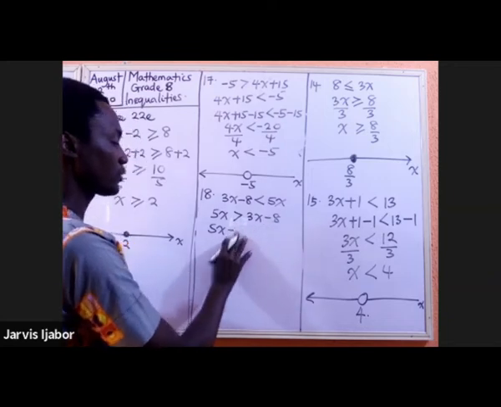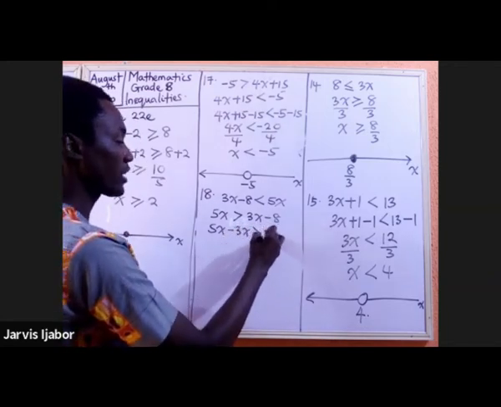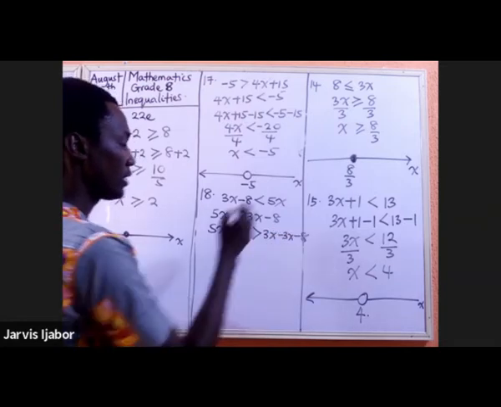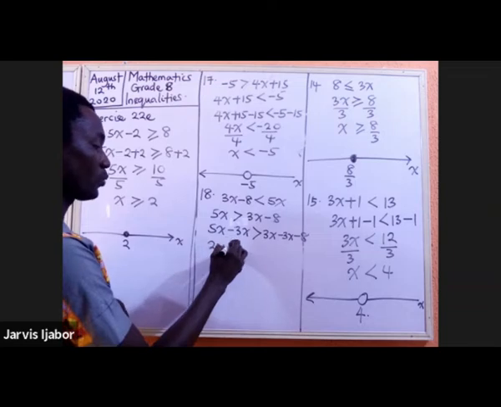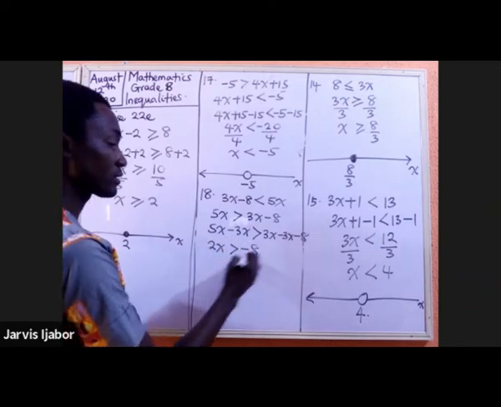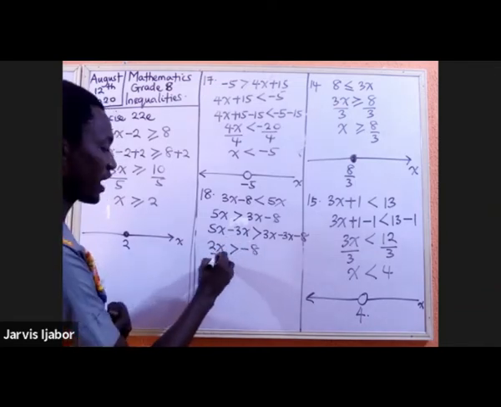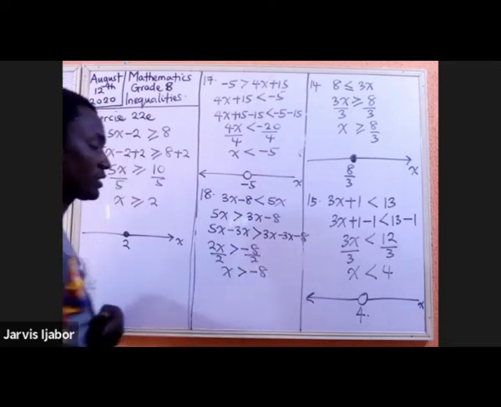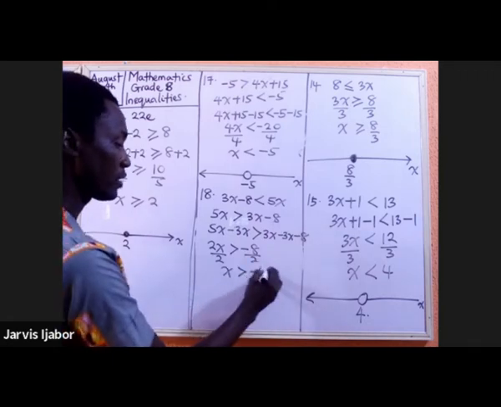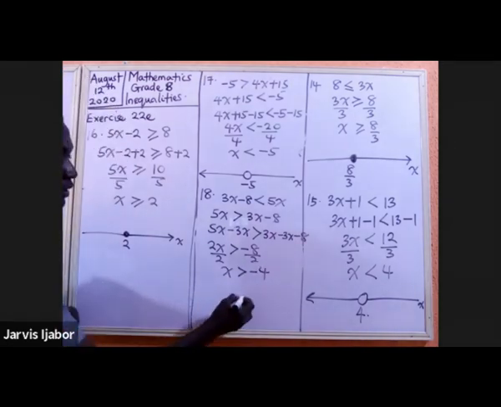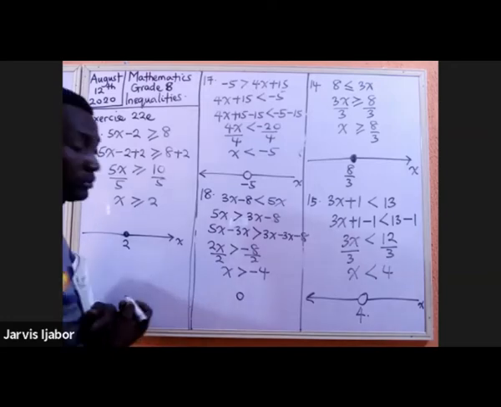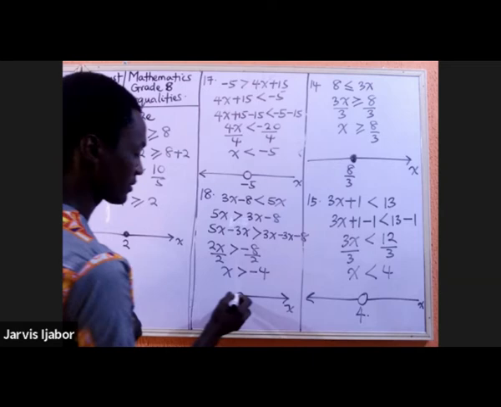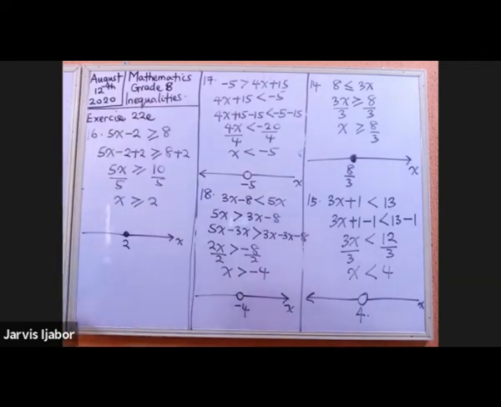So that means 5x minus 3x will be greater than -8. Okay, let's put it in perspective. We take away 3x from both sides. And that will mean that 2x will be greater than -8. We'll then divide both sides by 2, and x will be greater than -4, sorry. So what will the number line look like? A bubble going in this direction, having -4 here in x. So that's for question 18.